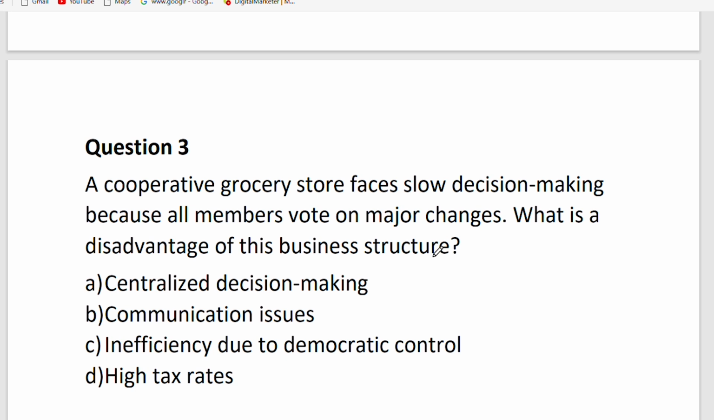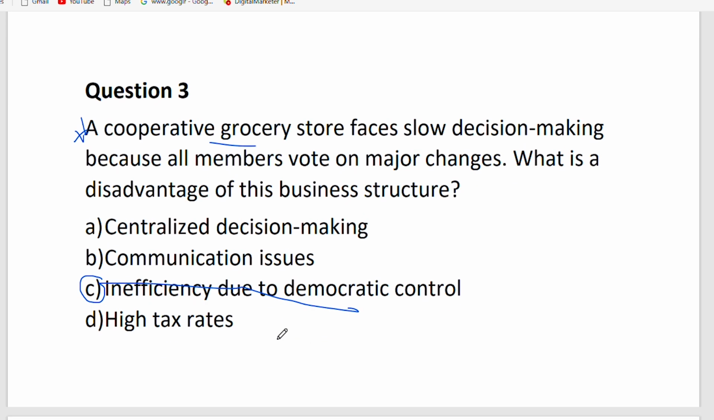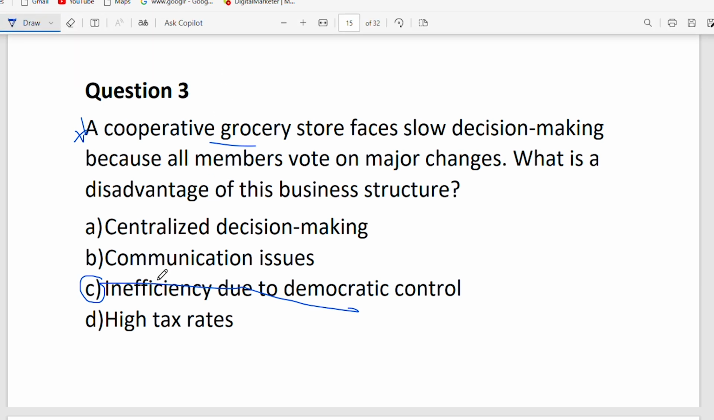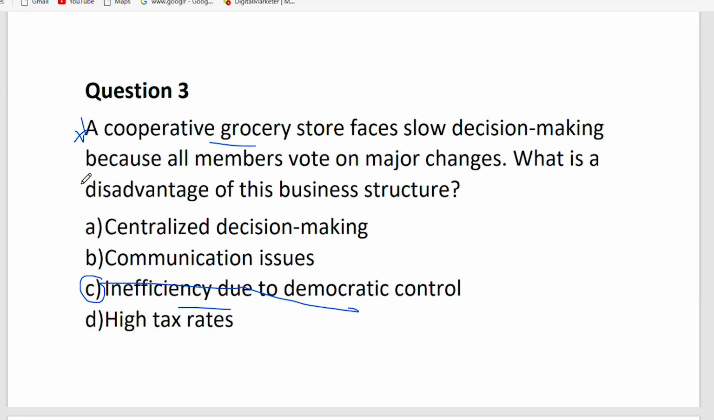So a cooperative grocery, that's an example of an incorporated association, right? A cooperative grocery store faces slow decision making because all members vote on major changes. What is a disadvantage of this business structure? That's the problem with these societies and associations: everything comes down to, have we voted? So there is inefficiency due to democratic control. Everybody has an opinion and you have to listen to it, and that becomes a problem. Inefficiency due to democratic control is a problem you don't really get in sole proprietors.